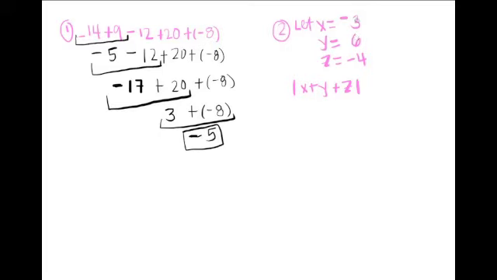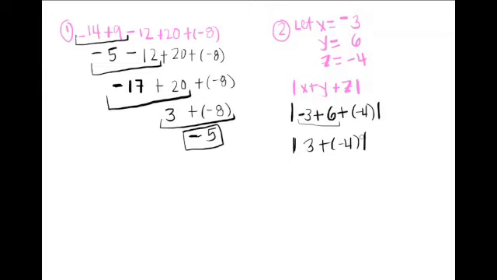Number 2, let x equal negative 3, y equal 6, z equal negative 4. And what I've done is I've put x, y, and z inside an absolute value and added them together. So all you need to do is just sub them out. So x is negative 3 plus y is 6 plus z is negative 4. Okay. So starting right here, negative 3 plus 6 is going to give me 3.